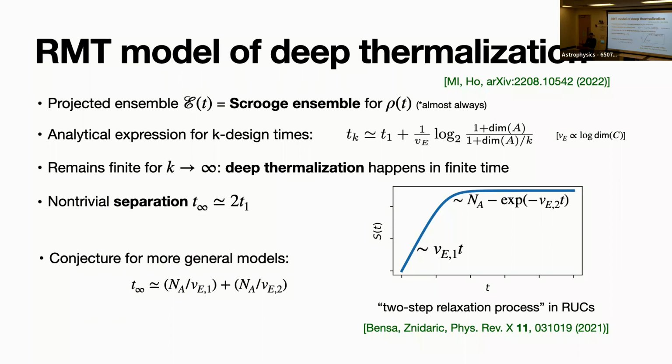So then what we did is a set of manipulations on this ensemble, exploiting random matrix theory to get the analytical expression of all the cases and times shown here. It's probably not so illuminating as such, but the important thing to know is that even as we take k to infinity, so we ask about the formation of the Haar distribution, this expression remains finite. Okay, so we have that deep thermalization indeed happens.